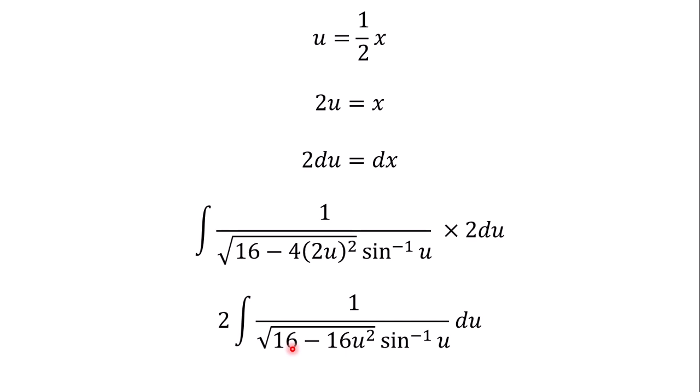Root AB. So when we are having root AB and we want to reverse, root AB is equal to root A times root B. So here, square root of 16 into bracket 1 minus u squared can be written as square root of 16 times square root of 1 minus u squared.